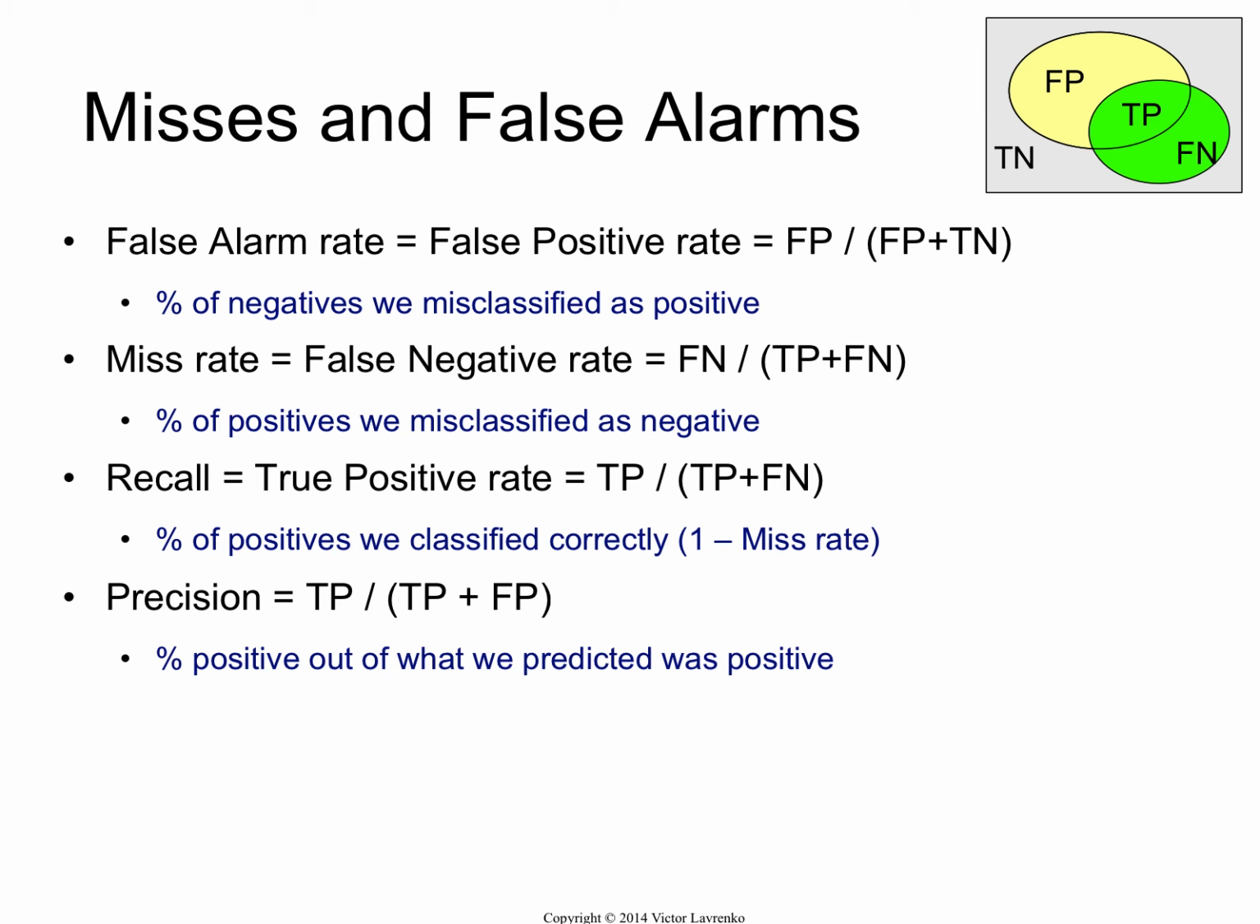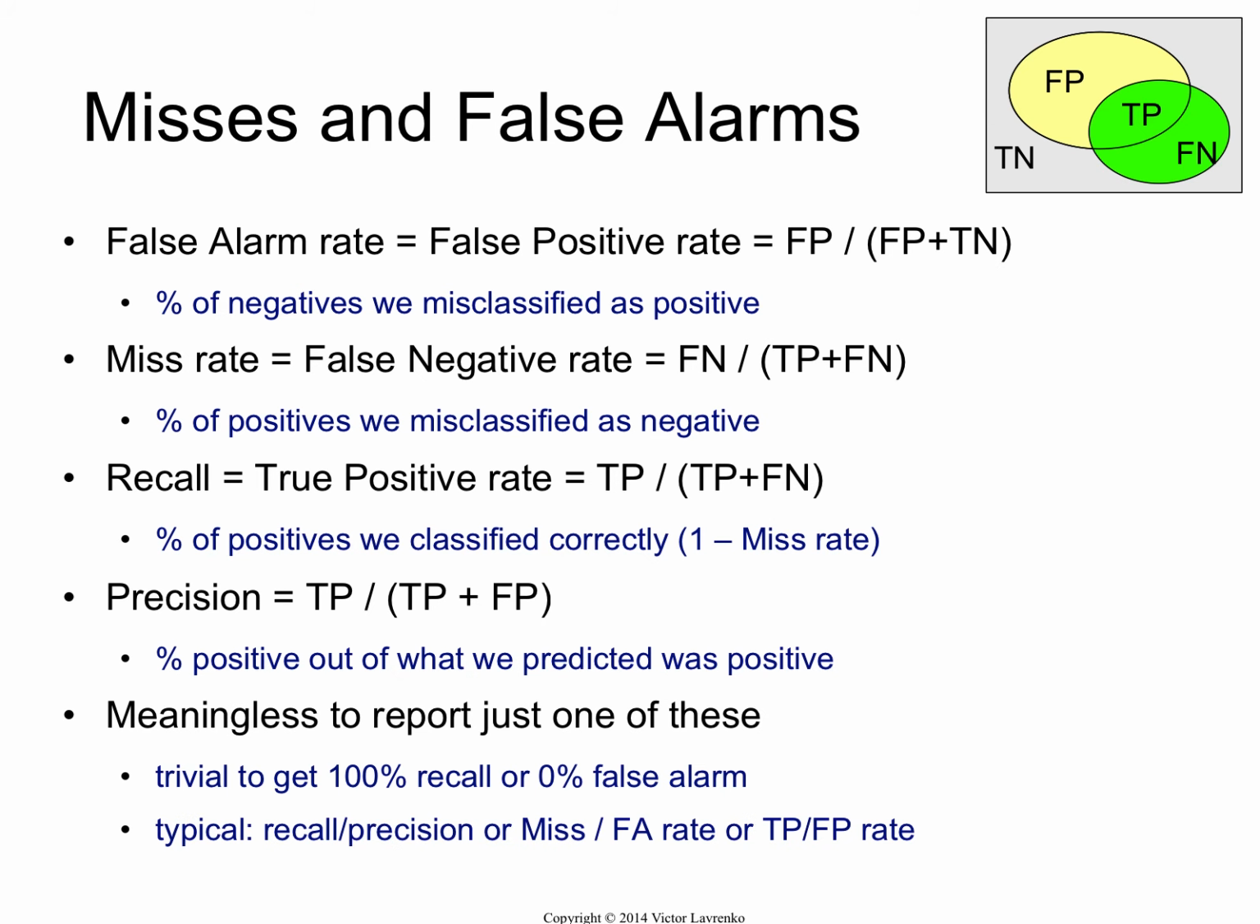Two very different numbers. Now, it's interesting, but any one of these numbers by itself is not a good measure of accuracy because you can come up with silly little classifiers that will easily get 100% or a 0% on any one of them. So it's trivial to come up with a system that has a 0% false alarm rate or 0% false positive rate. You just say no to everything. You say no to everything, you're never going to make a false positive, right? Just by definition.